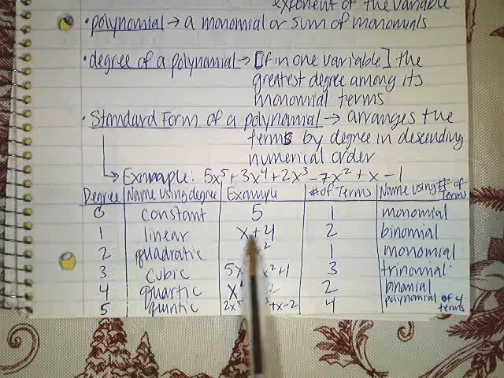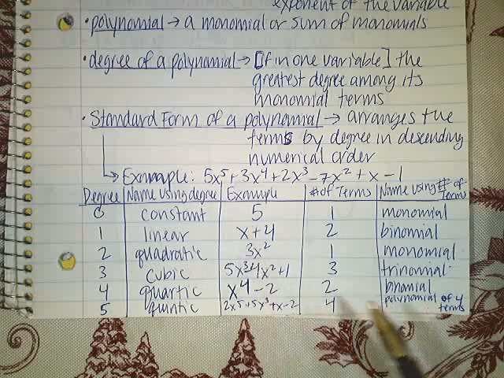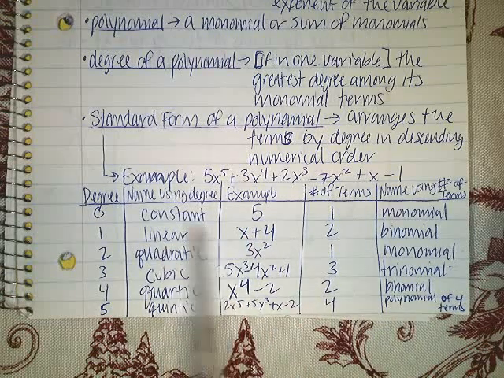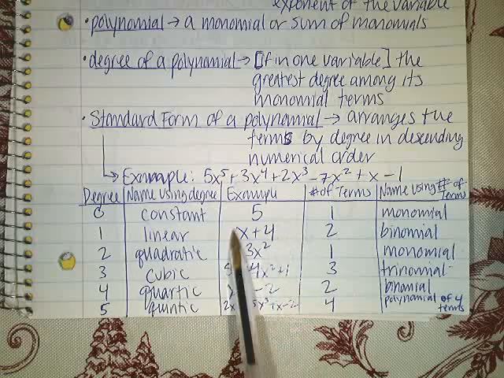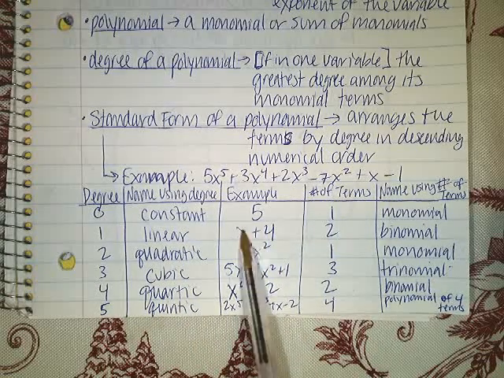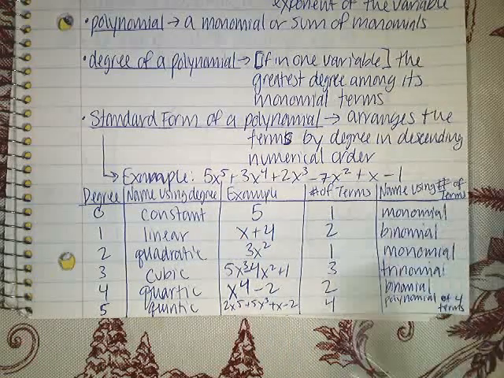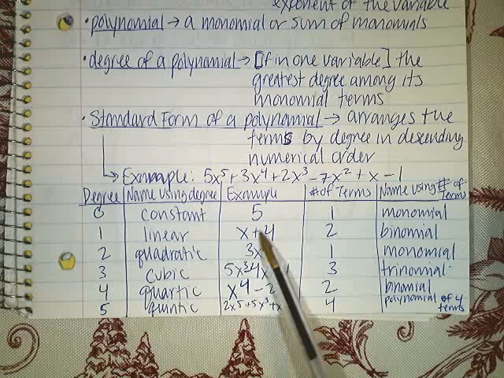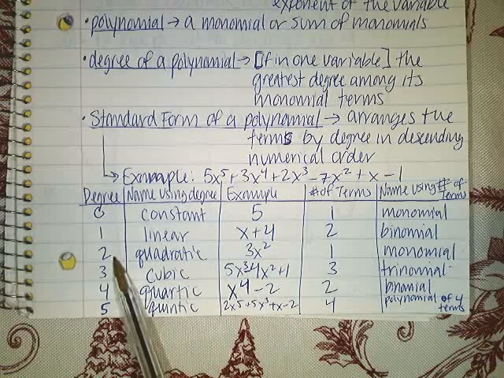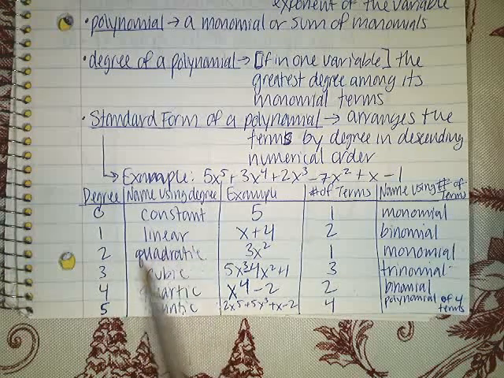If we had a degree of 1, that means our variable only has an exponent of 1, so we don't write an exponent of 1, so we just have x plus 4. This is a linear expression. There are 2 terms here, so we have the x and the 4. Those are 2 separate terms, so we call it a binomial. Again, we've talked about constants, we've talked about binomials, we've talked about quadratics. So quadratics is when you have a degree of 2. So when you have a degree of 2, you call it a quadratic.